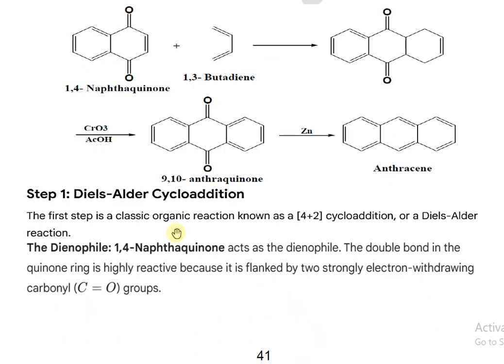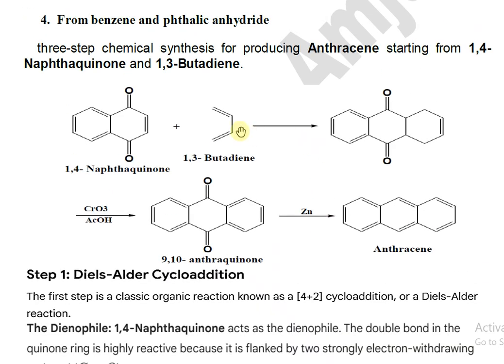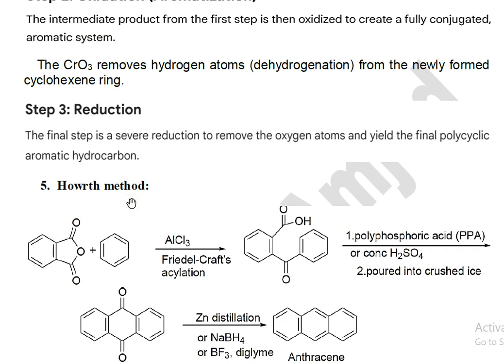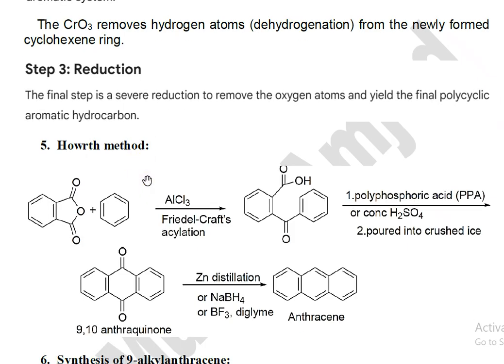This is how to prepare the anthracene from the naphthoquinone, a three-step reaction. So this is the fifth method to prepare the anthracene, and we use it to prepare also the naphthalene.